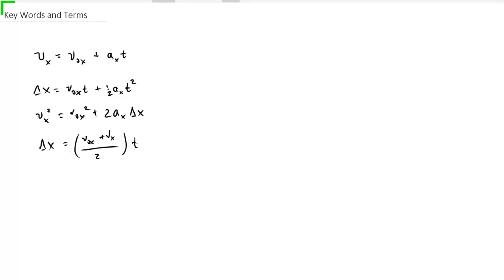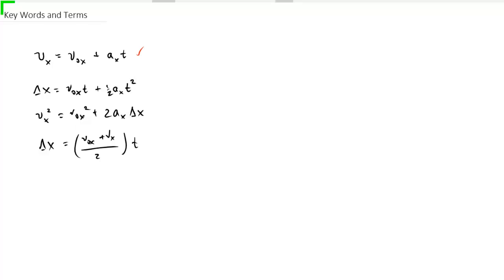Okay, now that we've introduced these four kinematic equations, let's talk about how to use them and some of the key words and key terms that we might find in a problem. So first off, this first one here we can use whenever we have initial velocity, final velocity, acceleration, and time, or we have three of them and we're trying to find the fourth.